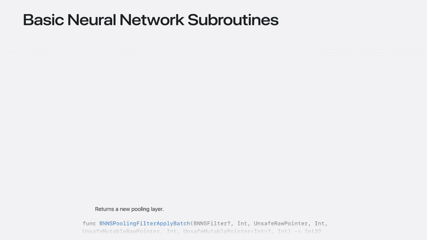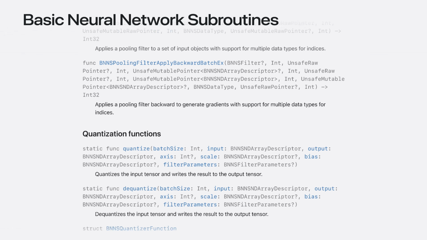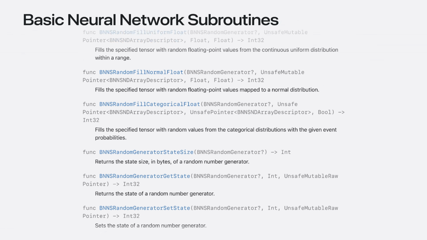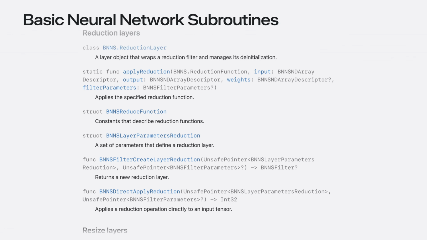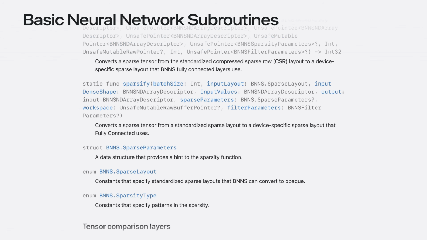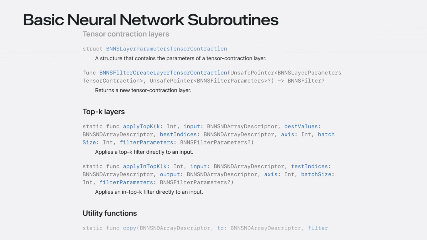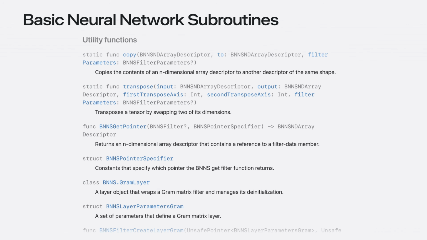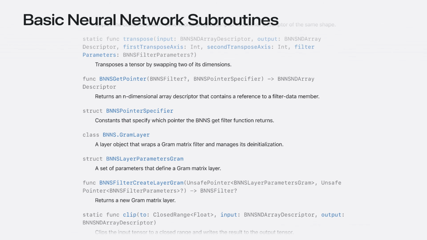Today, I'll be talking about some exciting new functionality in our machine learning library, Basic Neural Network Subroutines, or BNNS. For the last few years, BNNS has provided a comprehensive API for machine learning inference and training on the CPU. Today, we're making BNNS faster, more energy efficient, and far, far easier to work with.